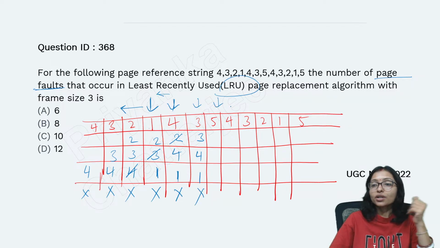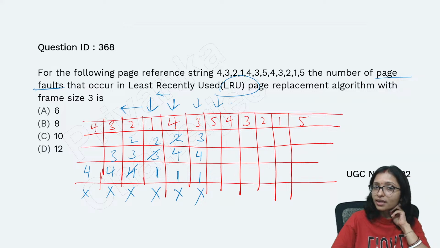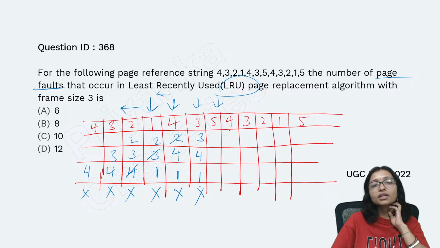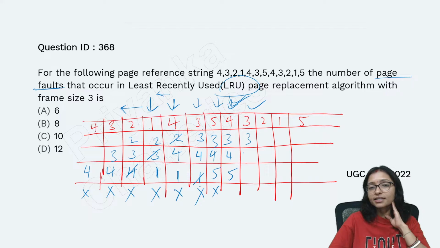5. So now you can think about what the situation is here. 3-4-1. In this situation again you have to see that 3 and 4 were just recently used. I am going to replace 1 again. So 5-4-3 again. Now 4 is a hit. This is the hit here. So 3-4-5. It is a hit. Again 3 is a hit. Again 3-4-5. It is also a hit.